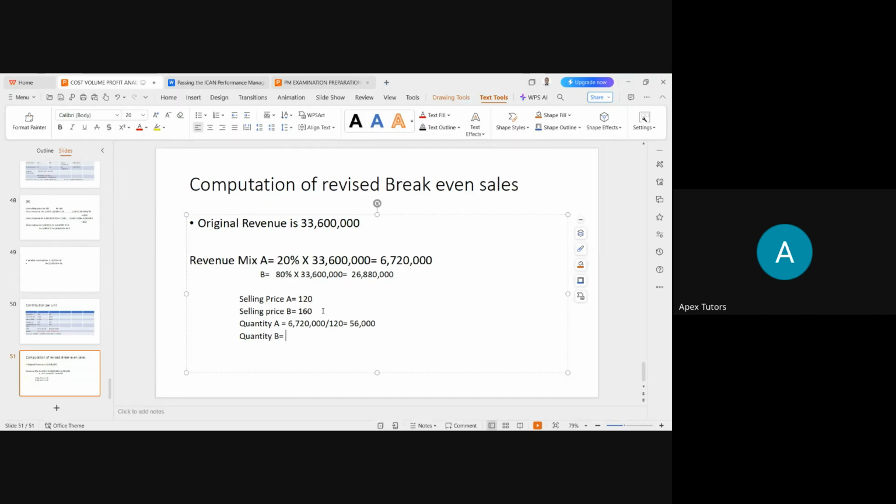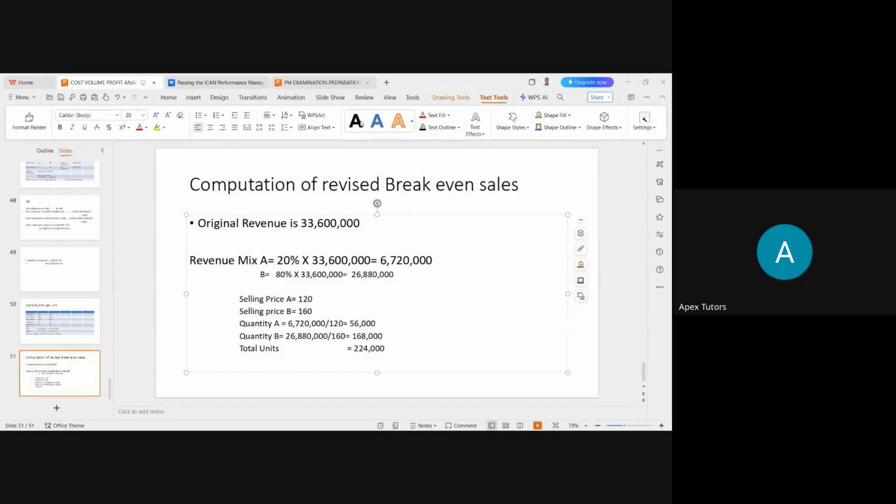Quantity for B will be 26,880,000 divided by 160, and the result is 168,000. So the total units will be 224,000.